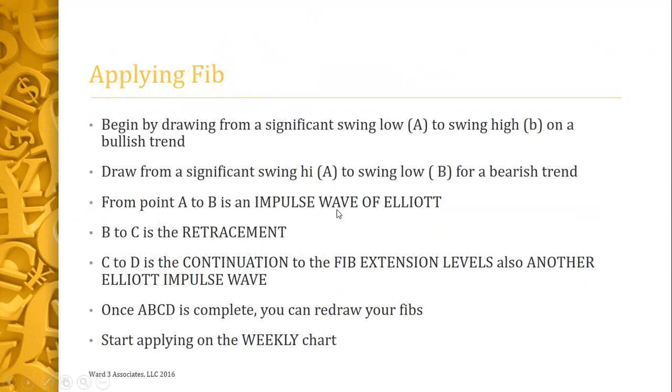From point A to B is the impulse wave of Elliott. From B to C is the retracement. And then C to D is the continuation of the trend. Okay, so it's going to be your next wave. So if you're in wave 1 and the retracement is wave 2, C to D is going to be wave 3. All right. Once A, B, C, D is complete, you basically redraw your fibs. And then, of course, you can start applying this on the weekly chart. But again, for this purpose, we're going to do it on the 4 hour.